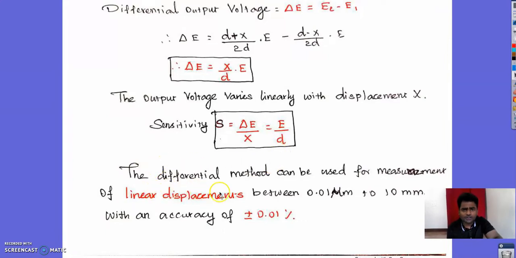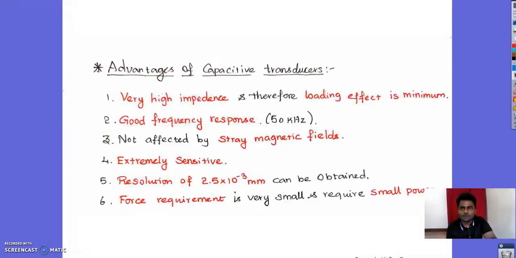So the differential method can be used for the measurement of linear displacement between 0.01 micrometer to 10 millimeter, with an accuracy of plus or minus 0.01%, and this gives the operation of the differential transducer. And the advantages are listed here. We'll see advantages and disadvantages in the next lecture.